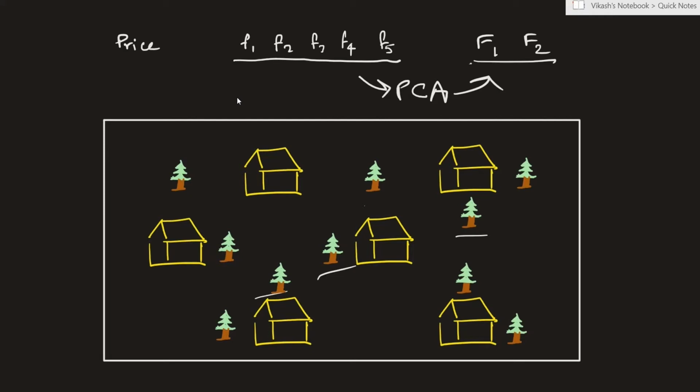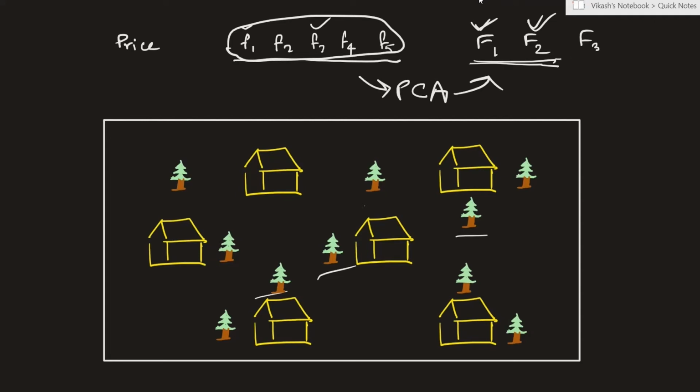Let me also tell you that in order to keep only 2 useful features, it is not that we are grabbing 2 features from here and eliminating the rest of the 3. In fact, with the use of linear algebra concepts like eigenvectors, eigenvalues, vector norms, etc., we are creating 2 new features which retain most of the useful information from the previous 5 features. And these newly created features are called principal components.